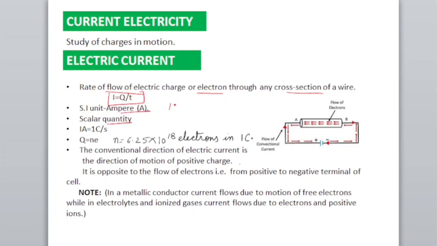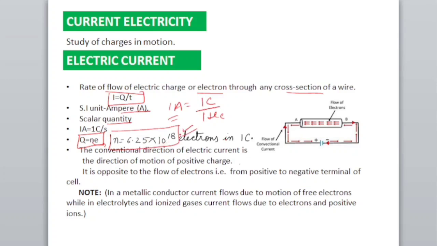So 1 ampere equal to, SI unit of charge is 1 coulomb and time is 1 second. So 1 ampere equal to 1 coulomb in 1 second. You can define 1 ampere from this formula also. Now from the quantization of charge, Q equal to NE. Q is here what? 1 coulomb. E is charge of electron. Then what is the value of number of electrons in 1 coulomb? There are N equal to 6.25 into 10 to the power 18 electrons in 1 coulomb.